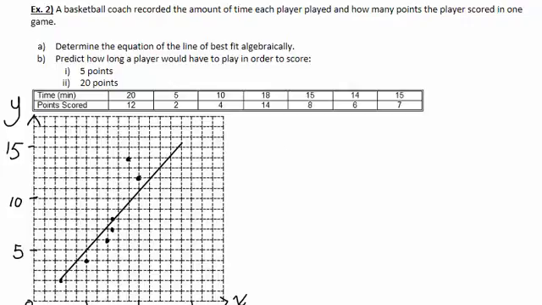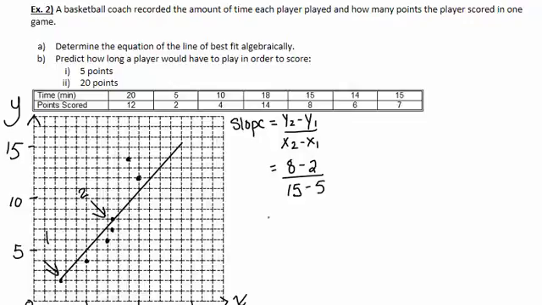So now let's calculate the slope using these 2 points because the line passes through them. So slope is equal to y2 minus y1 over x2 minus x1. So this will be my second point and this will be my first point. So y2 minus y1, so 8 minus 2, and x2 minus x1 is 15 minus 5. So 6 over 10. 3 over 5 is my slope.